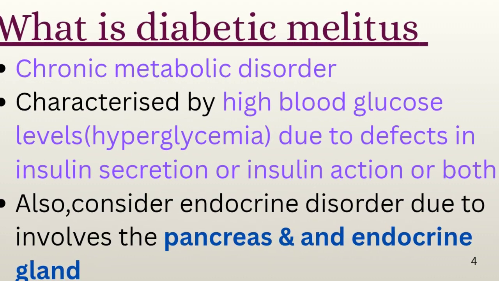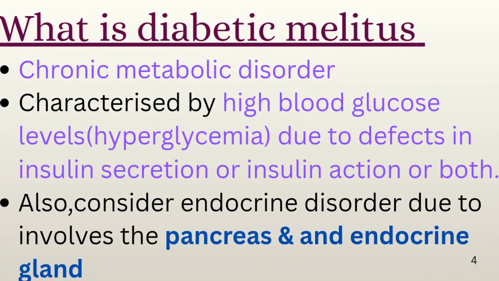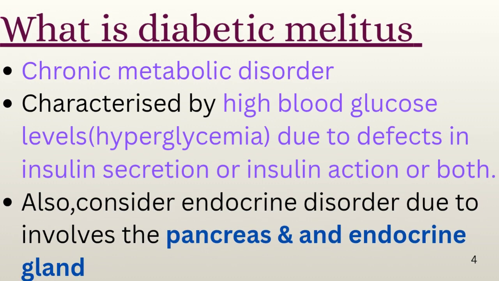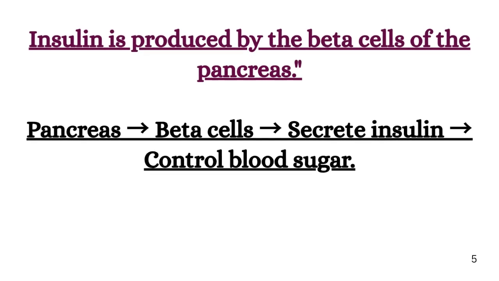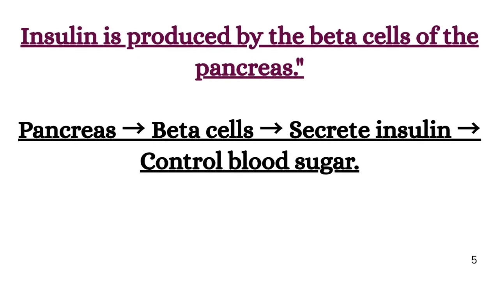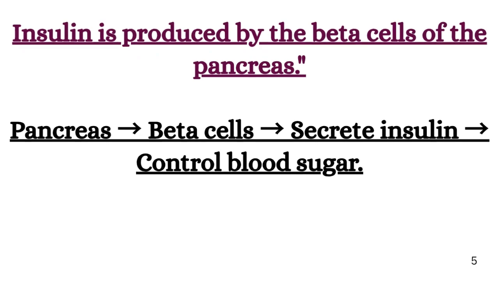First, let's understand what diabetes mellitus is. It is a long-term condition where the body cannot properly control blood sugar. This happens because of problems with insulin. Either the body doesn't make enough insulin, or it cannot use it well, or both. Since insulin is made in the pancreas, which is an endocrine gland, diabetes is also called an endocrine disorder. In short, inside the pancreas, there are beta cells that secrete insulin, which helps control blood sugar.